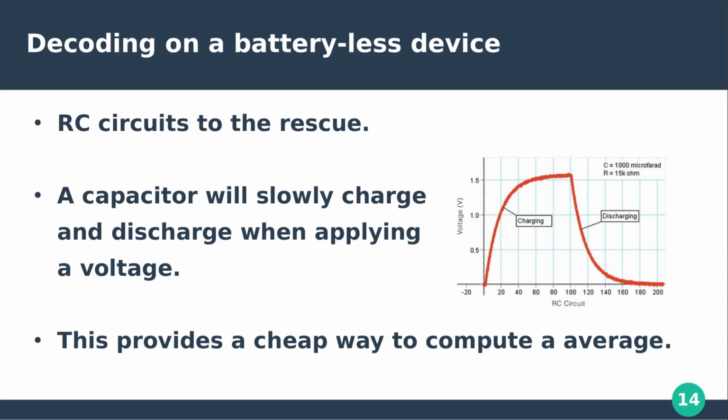Speaking of transmission, let's talk about how a receiver works. How do you decode on a batteryless device? RC circuits here come to the rescue. As a reminder, RC circuits stand for resistor-capacitor circuits, and that uses a resistor and a capacitor. A little bit of background on these circuits is that a capacitor will slowly charge and slowly discharge when applying a voltage. This provides a cheap way to communicate an average to another device. And additionally, by picking the right values for the said RC circuit, an end user can selectively filter out frequencies that are not needed, for example, high TV frequencies. And we'll see later why this is important.